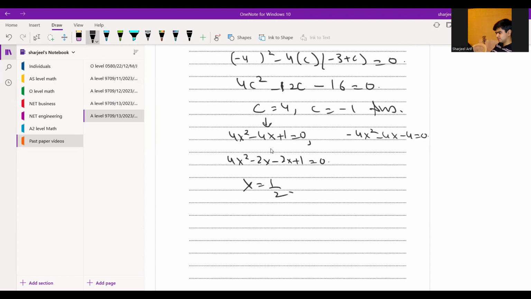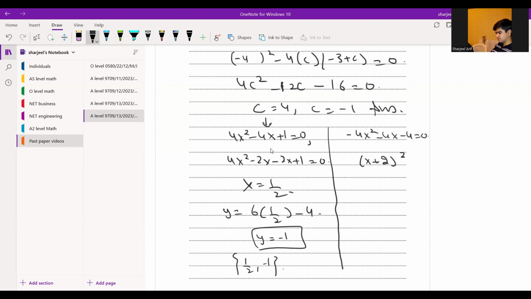We will substitute x equal to 1 by 2 to find the value of y. So y will be equal to minus 1. 1 by 2 and minus 1, these are the first part. And for the second one, this will be simplified to x plus 2 whole square equals to 0, so x is minus 2. Y will be 6 into minus 2 plus 1, minus 11. And the two values are minus 2 and minus 11. These are the values of x and y.